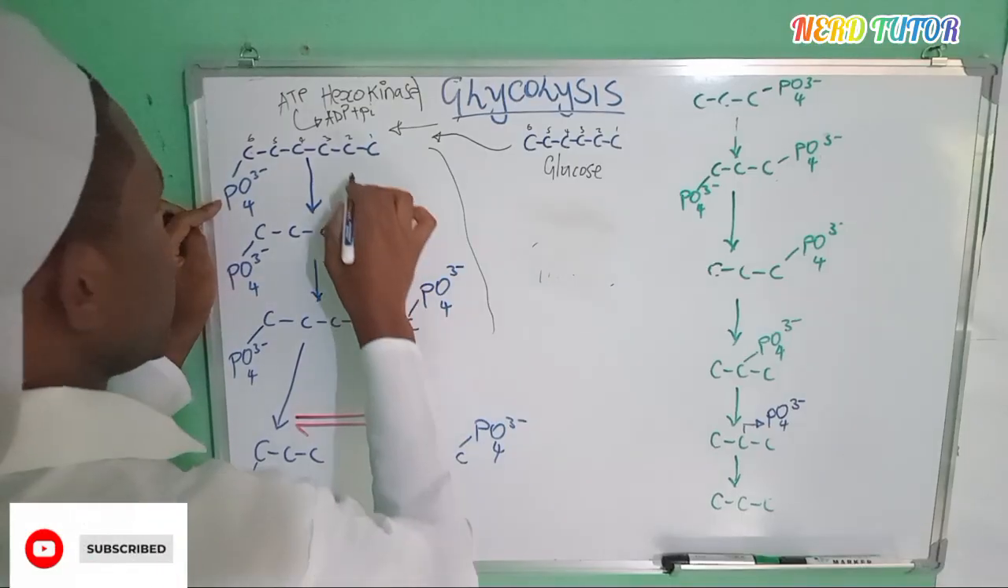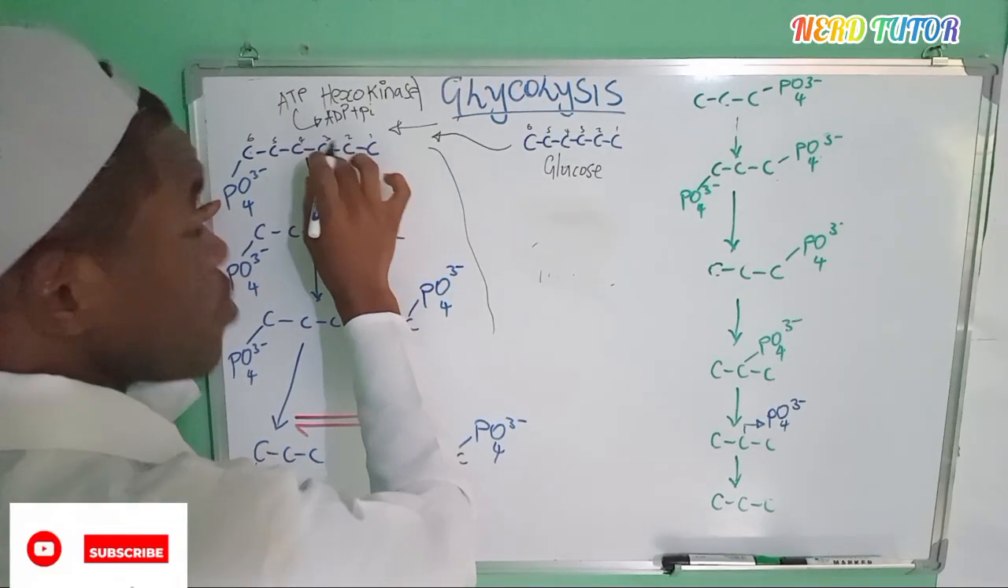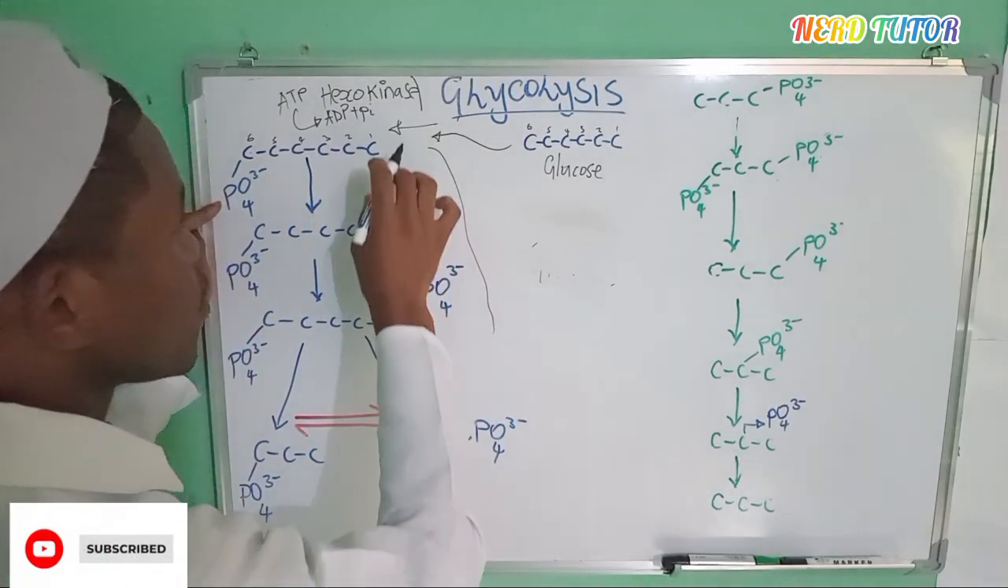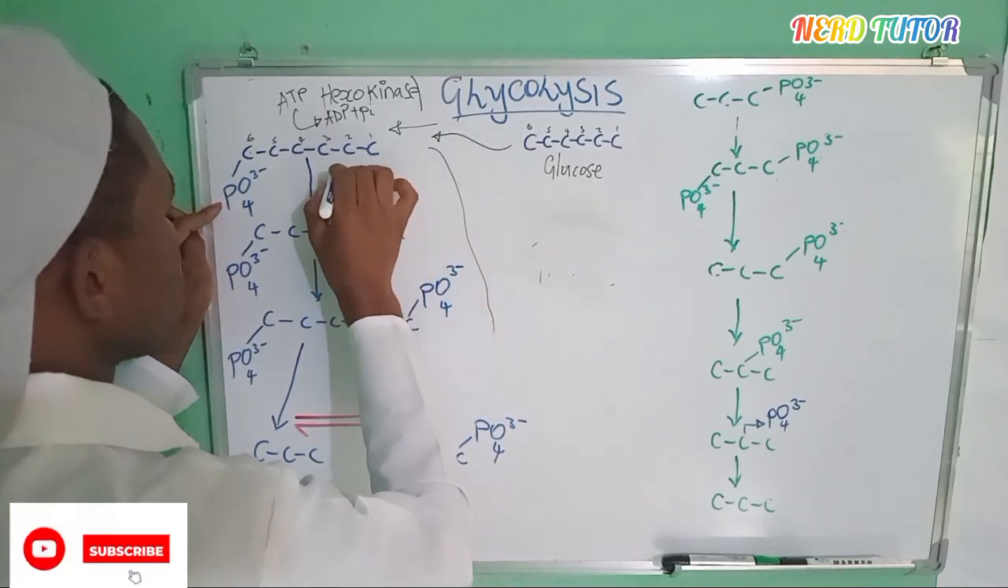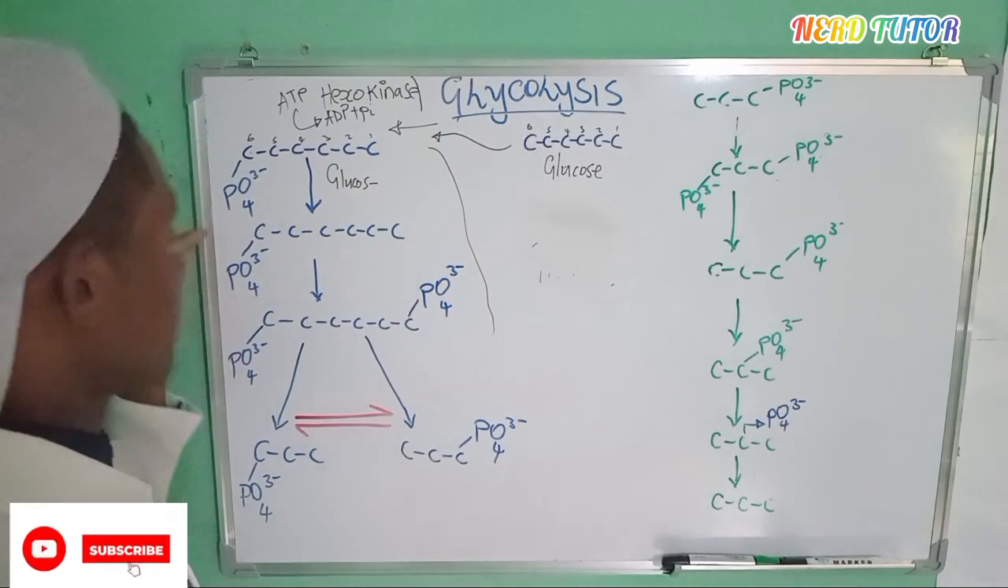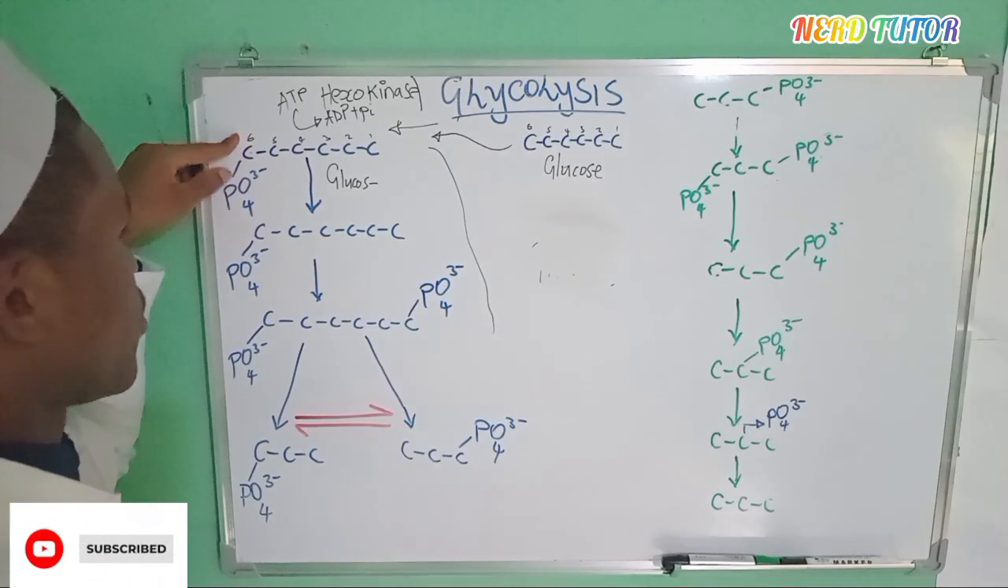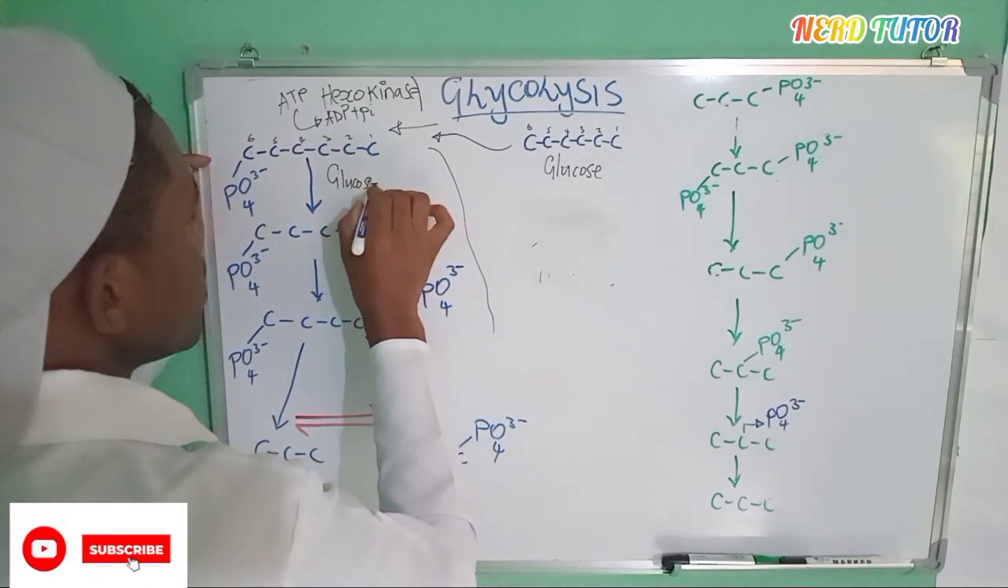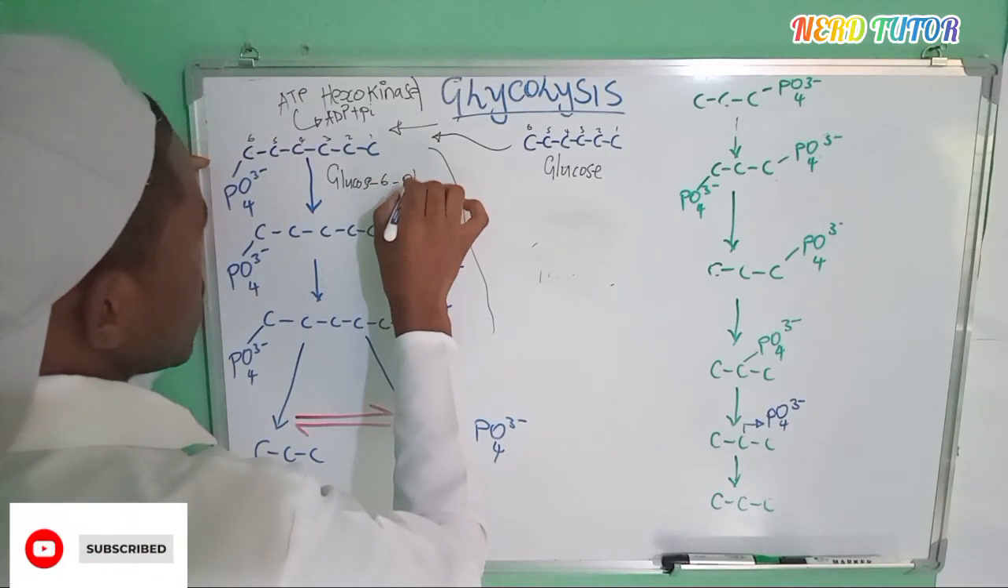Okay, so this molecule, we even change the name. Instead of calling it glucose, we're going to call it glucose phosphate. Where is the phosphate attached? At the 6 carbon. So this is glucose 6 phosphate.